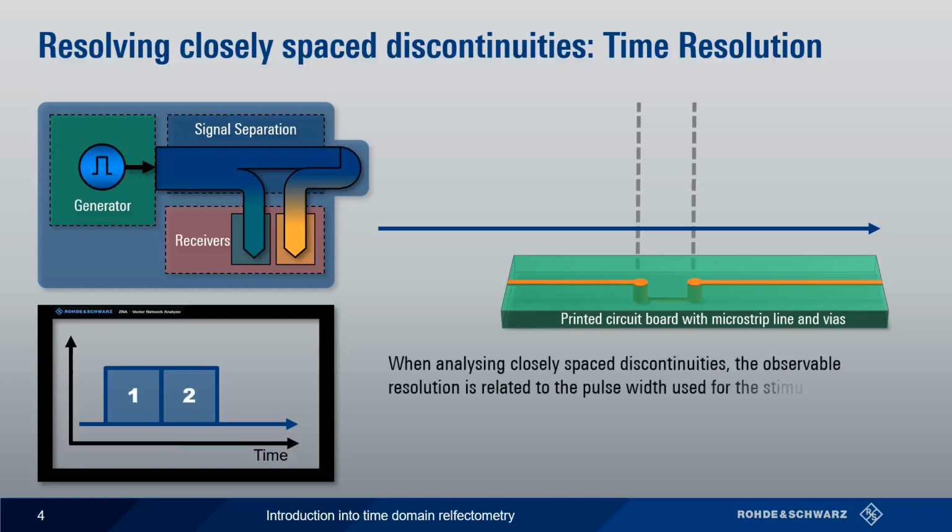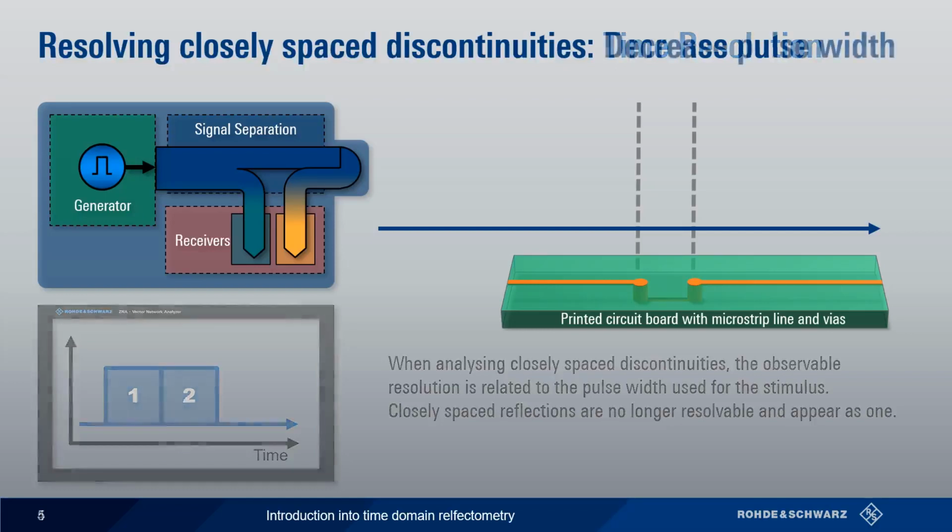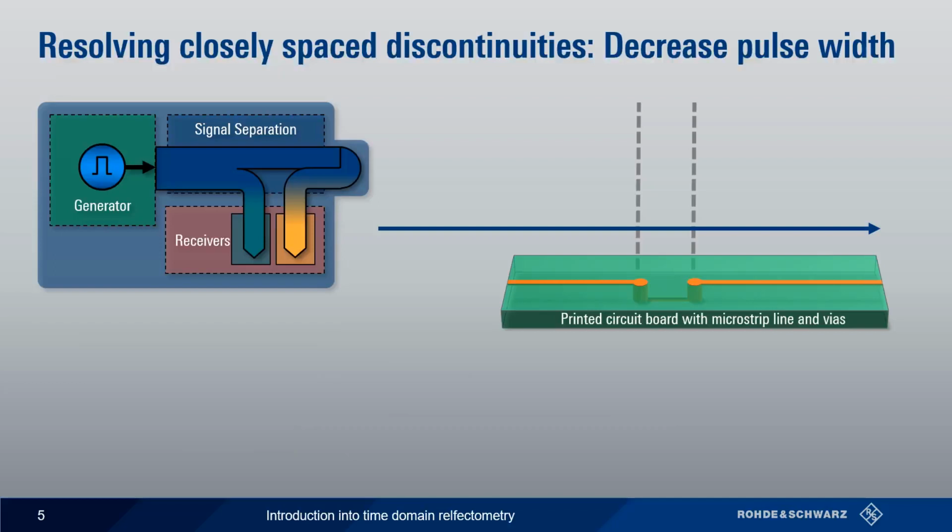So when we're analyzing closely spaced discontinuities, the observable resolution is related to the pulse width used for the stimulus. Closely spaced reflections are no longer resolvable and appear simply as one. To enable us to overcome this limitation, we must look to reduce the pulse width that we're using to stimulate the DUT with, and hence give us a finer resolution.